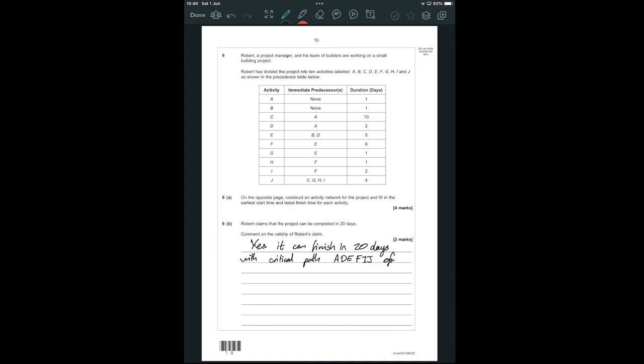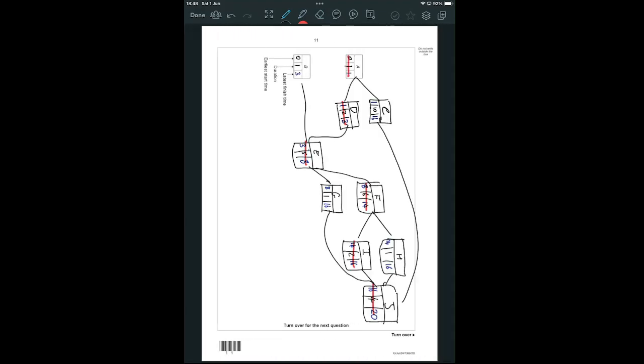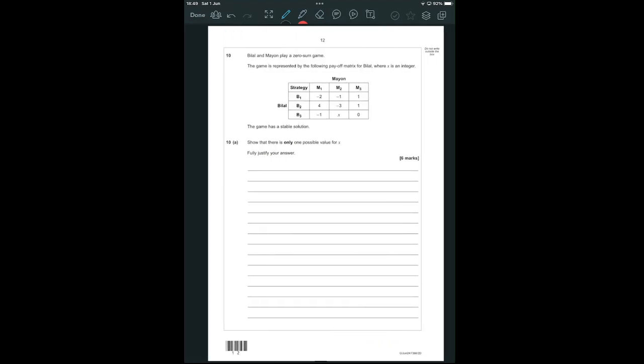Of length. So I'm just doing the mental check. A was duration 1, D was 2, E was 5, F was 6, I was 2, J was 4, which does indeed add up to 20. So we have a critical path of length 20. We cannot finish quicker than 20, and that diagram showed that we can actually do it in 20.